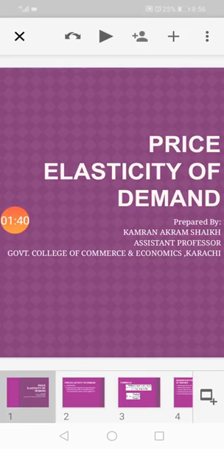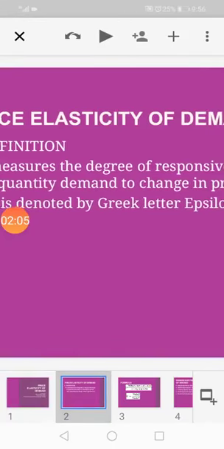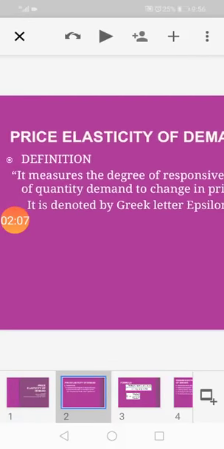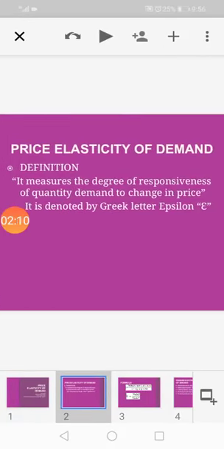As you see, for some products, demand changes to a very large extent due to a small change in price, and for some other products, demand does not change to a very large extent, or even for some products, demand is very non-responsive to change in price. So let's define price elasticity of demand. What is meant by price elasticity of demand?